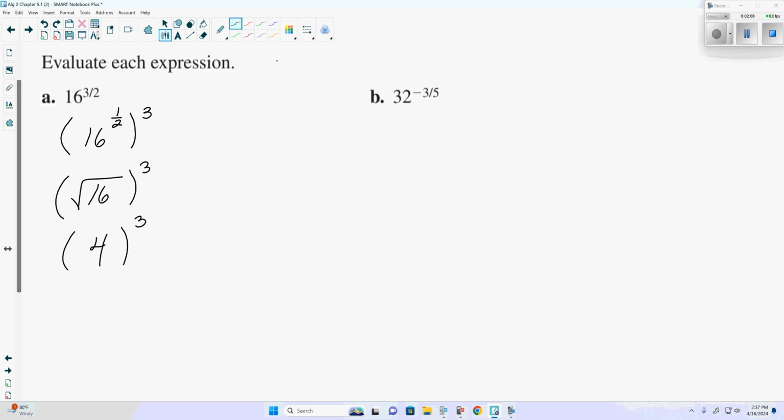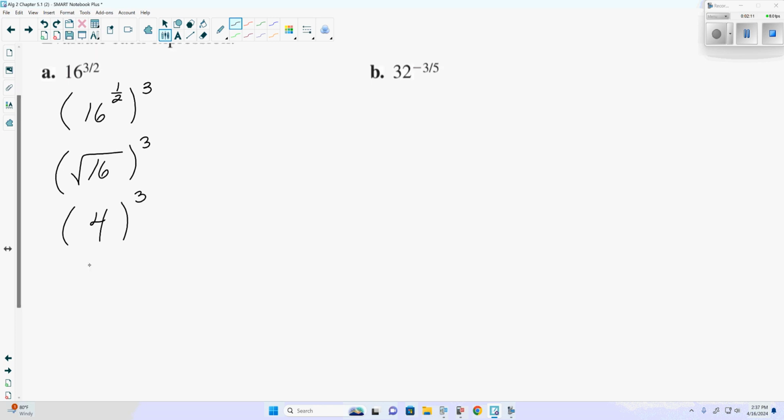Well, now we're going to cube 4, multiply 4 by itself 3 times, and get, actually not going to get 4, we would get 64. Because 4 times 4 is 16. Then we're going to multiply 16 by 4 and get 34. Excuse me. Wait, 16 times 4 is 34. Or 64. Yeah, 16 times 4 would be 64, not 34. Questions on A?